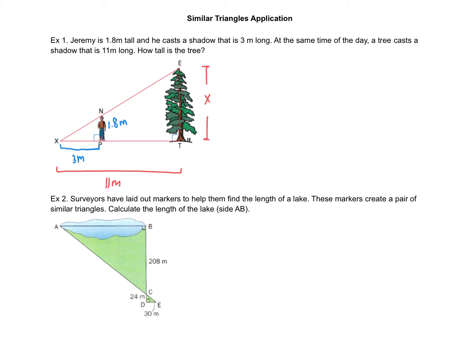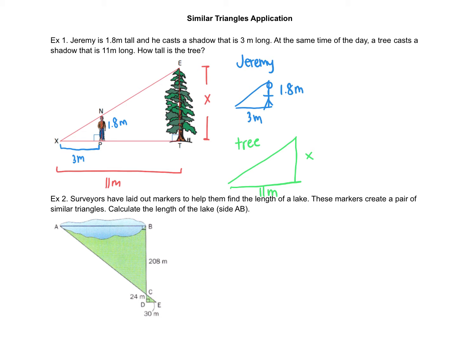So everything's in a nice orientation to set up your proportions. Now, if you don't like this visual, we can also set up two individual triangles. We'll have one for Jeremy. So here's Jeremy. He's 1.8 meters tall, and here's his shadow. And then we can have a separate triangle for the tree. The height of the tree we're not sure about, but we know this shadow is 11 meters. If you like this setup better, totally fine.